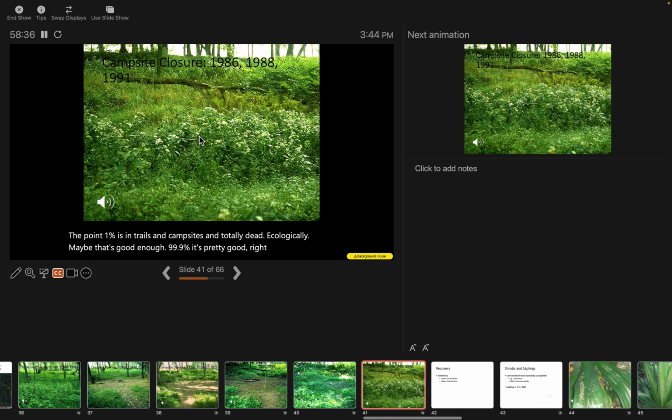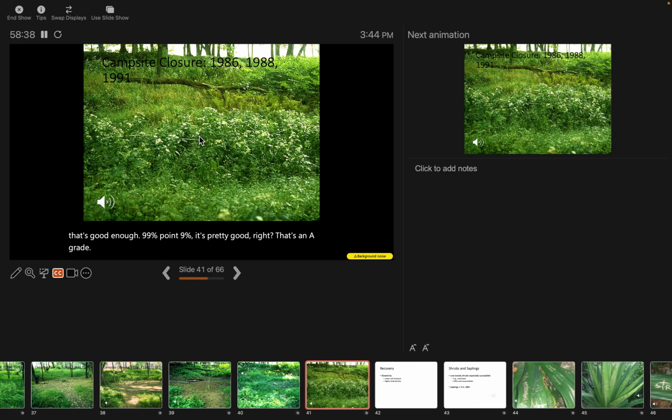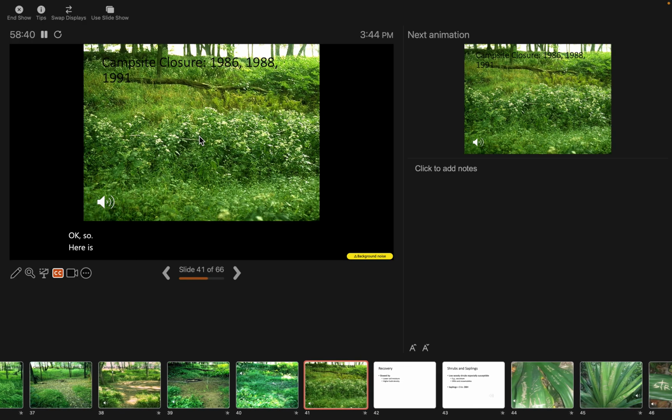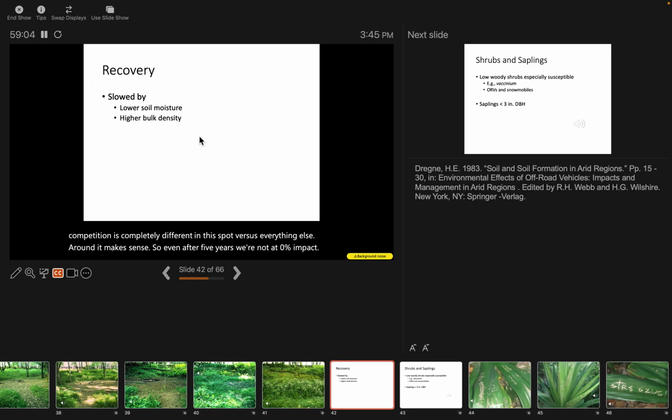That's an A grade. Okay, so here's that same site in 1991, 5 years after it's had a chance to recover continuously for that long. You can still see where that campsite was because the species composition is completely different in this spot versus everything else around it. Make sense? So even after 5 years, we're not at 0% impact.